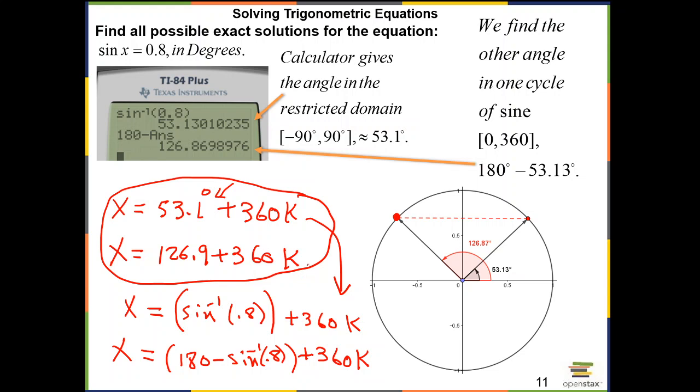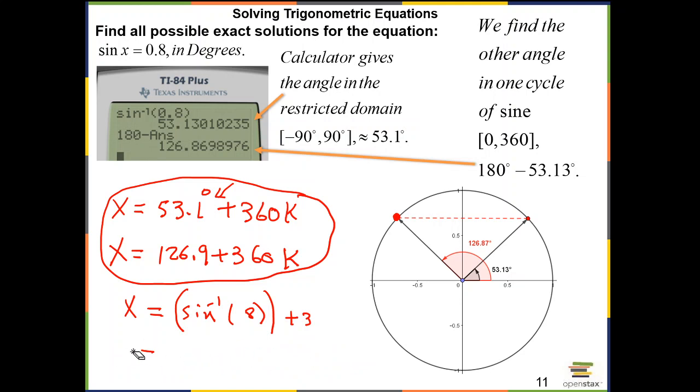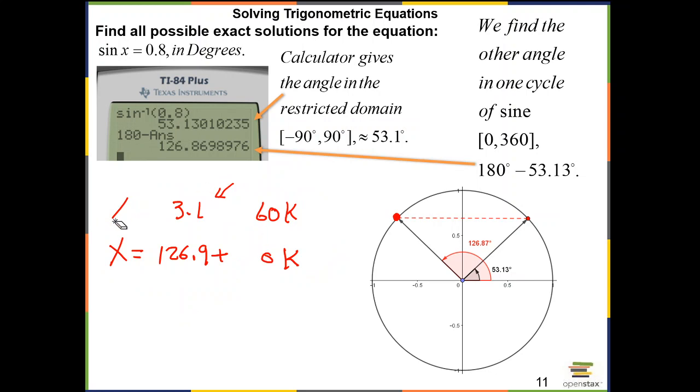360K. So now we get a bunch of answers from that one, right? So this way, people who want to use this decide how many decimal places they want to use. Okay? So that's how we solve trig equations if we are looking for all the solutions for the equation, right?